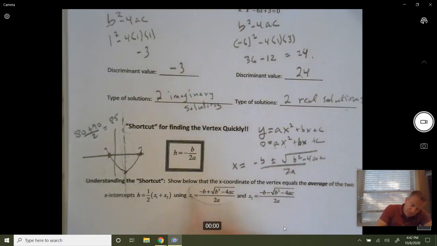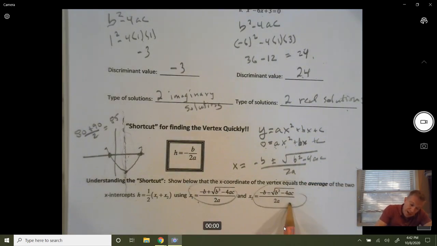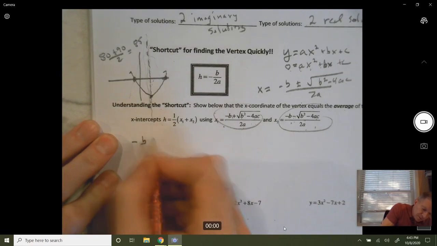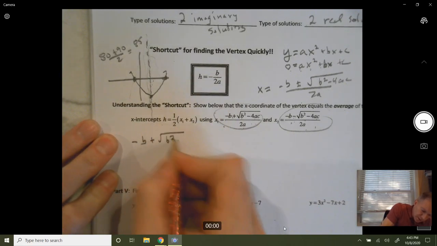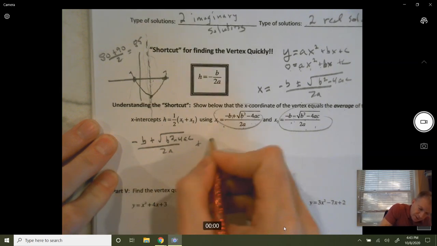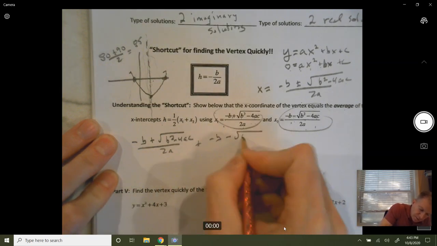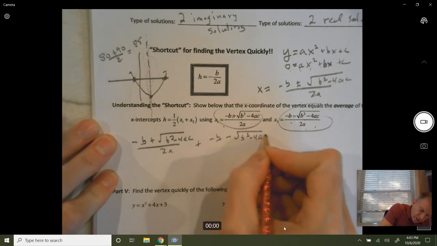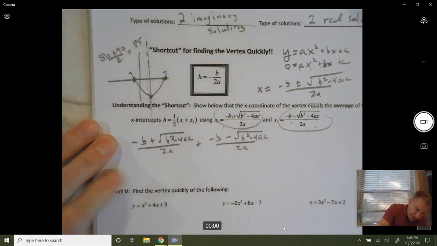So this is our first one, and this is our second one. Opposite b plus square root of b squared minus 4ac over 2a, and opposite b minus square root of b squared minus 4ac all over 2a. Okay. Now, if we average the two, so opposite of b plus square root of b squared minus 4ac all over 2a plus opposite of b minus square root of b squared minus 4ac all over 2a, and then divide by 2.